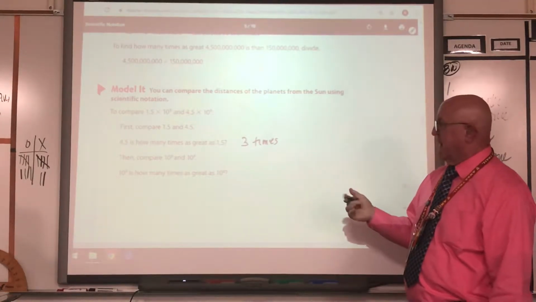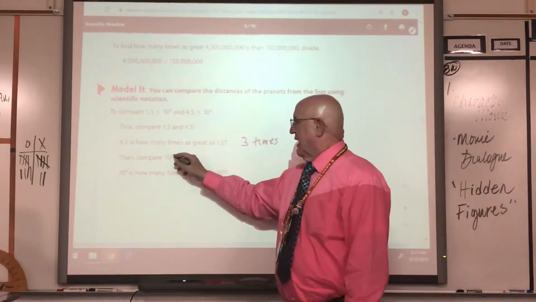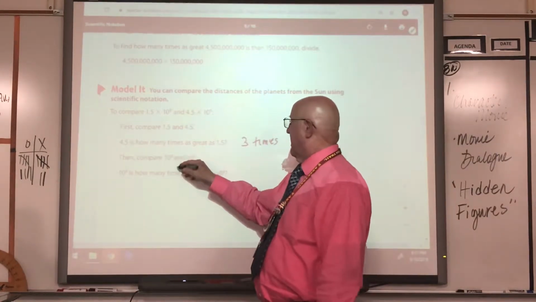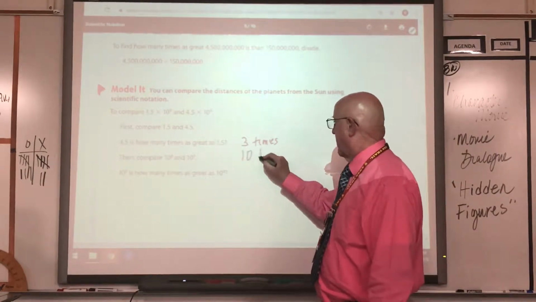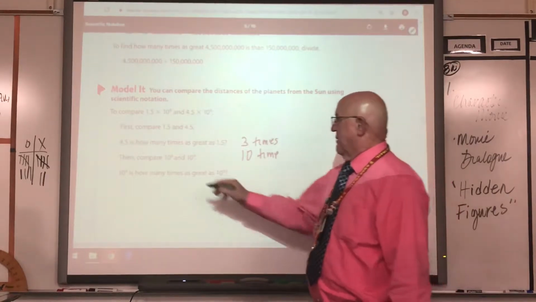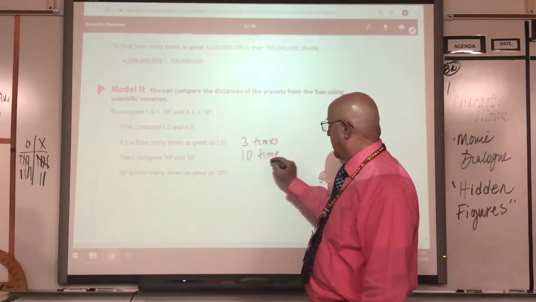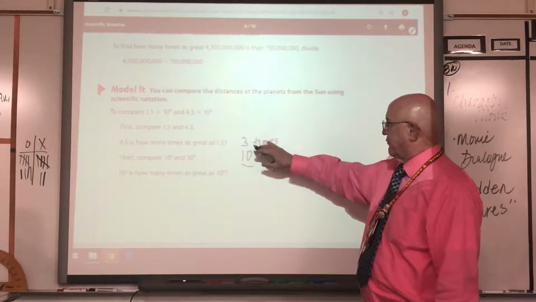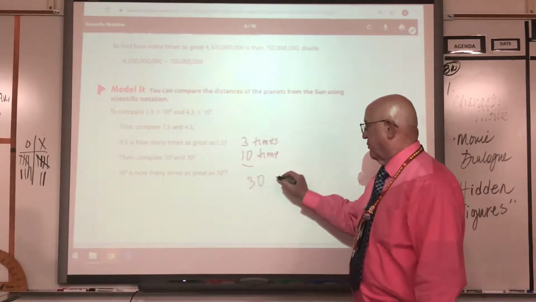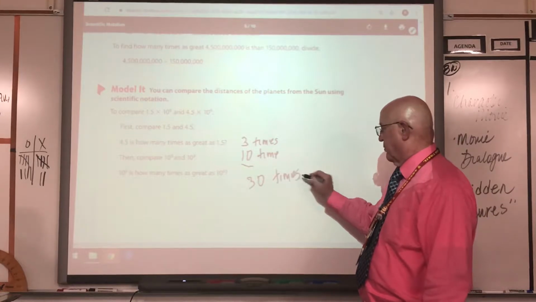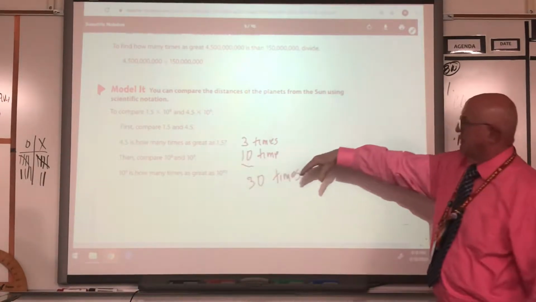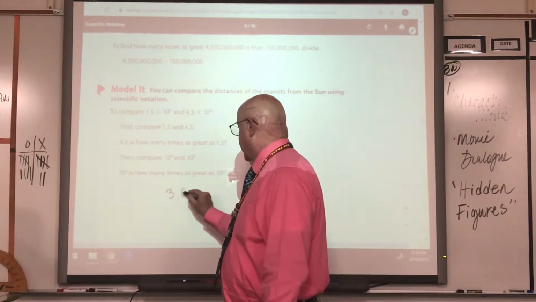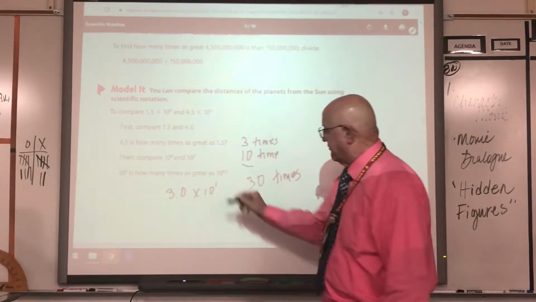Then we're going to compare 10 to the 8th and 10 to the 9th. Well, 10 to the 9th is 10 times as large as 10 to the 8th. So this is 10 times. I want you to remember that. So if we do those together, 3 times 10 is 30. So we should be looking at about 30 times as great. That's how simple it can become in scientific notation, because this actually ends up being 3.0 times 10 to the first, which is 10. Okay?